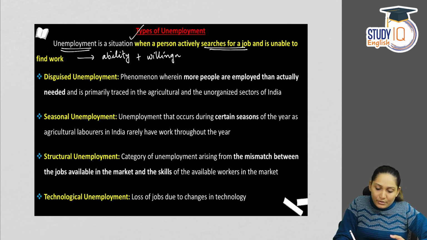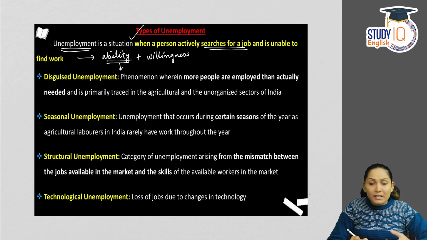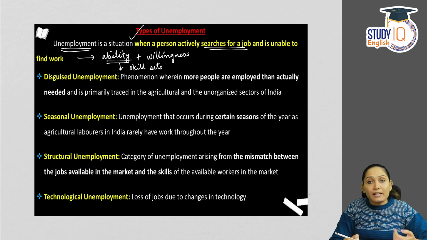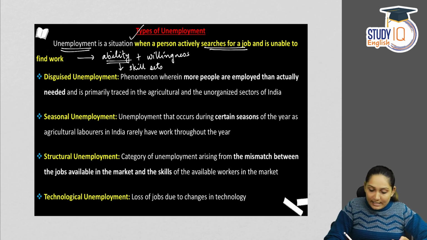That is, a person should be able to work. Now here ability, or the person's capacity, is in terms of the skill sets of the person, physical and also intellectual skill sets.